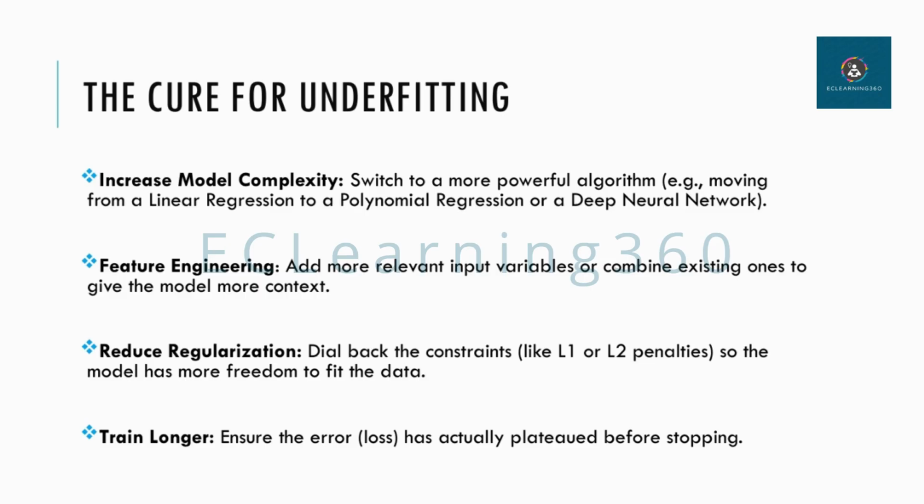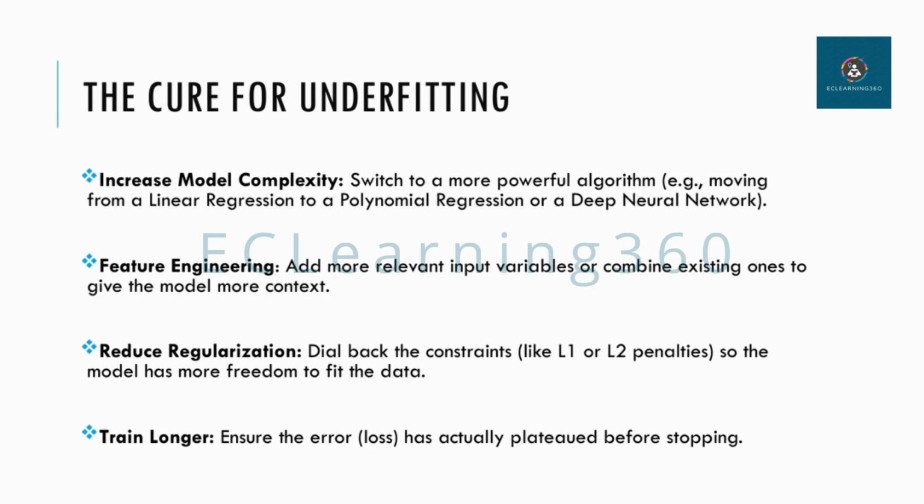Another key point is reducing regularization. If we've been applying constraints like L1 or L2 penalties, dialing those back can give the model more freedom to fit the data. Sometimes, too much regularization can prevent the model from capturing the true patterns.